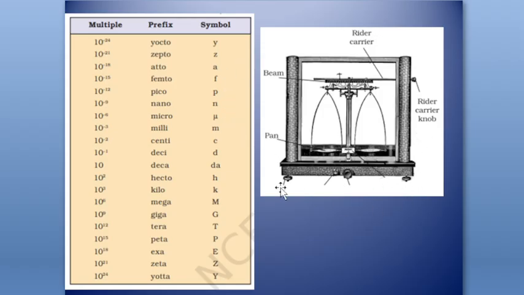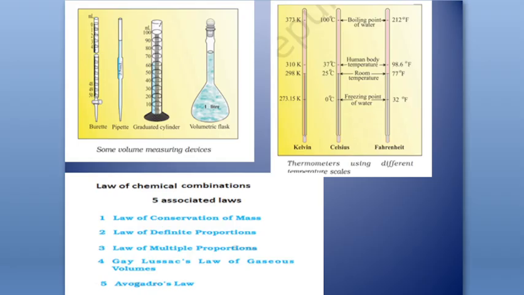Here is a weight balance instrument given here in the right corner. Here is a beam, here is a pan, here is a rider, carrier knob. There are some instruments which are used in chemistry labs. First one is burette, second one is pipette, third one is graduated cylinder, fourth one is volumetric flask. Then there are three types of thermometers: Kelvin thermometer, Celsius thermometer, Fahrenheit thermometer.